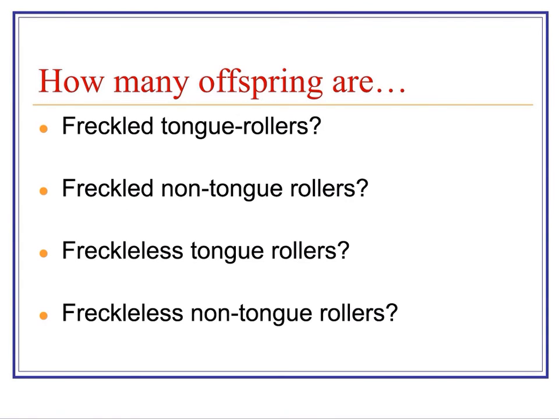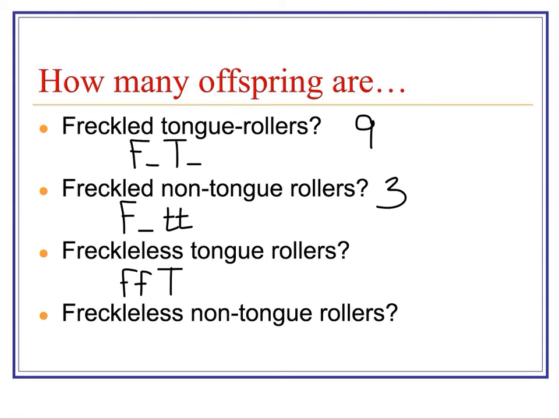All right, so how many were freckled tongue rollers? So that would be at least 1 dominant F and 1 dominant T. Okay, that was 9 out of 16. Okay, how many were freckled, so at least 1 dominant allele, but non-tongue rollers? That was 3. How many were freckleless? Not a word you hear all that often, but able to roll their tongue? That was also 3. And then the freckleless non-tongue rollers, there's only 1 of those, right? And this is out of 16, and that's, again, our 9 to 3 to 3 to 1 ratio.